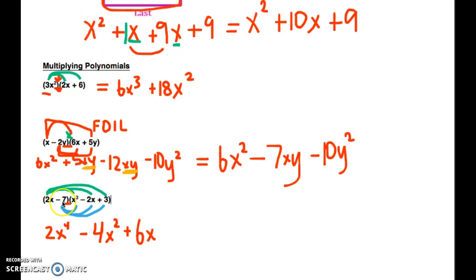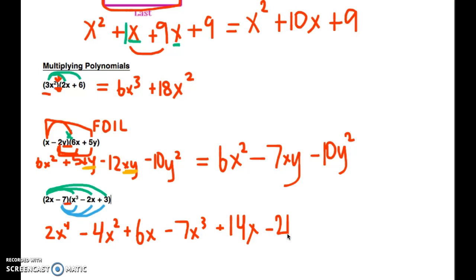I have a negative 7 times x to the 3rd is a negative 7x to the 3rd. I have a negative 7 times a negative 2x. That's a positive 14x. Then I have a negative 7 times a positive 3, which is a negative 21.